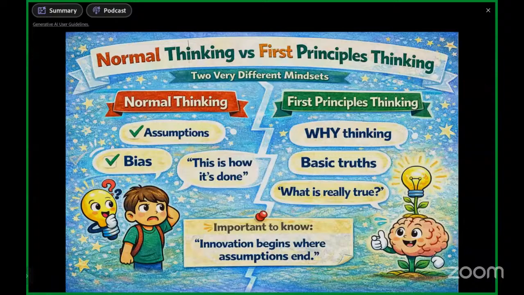But before we do that, let us see how people normally think and how first principles thinking differs. You don't just believe what is happening. Those are completely two different mindsets. Once you start thinking this way, you won't think about any biases. You won't think, okay, this is how it is done, this is what I was told. The mindset shift happens in your brain, and you start to understand what are the basic truths, what are the facts, what are the things that you can reason with and understand. Innovation begins where assumptions end.